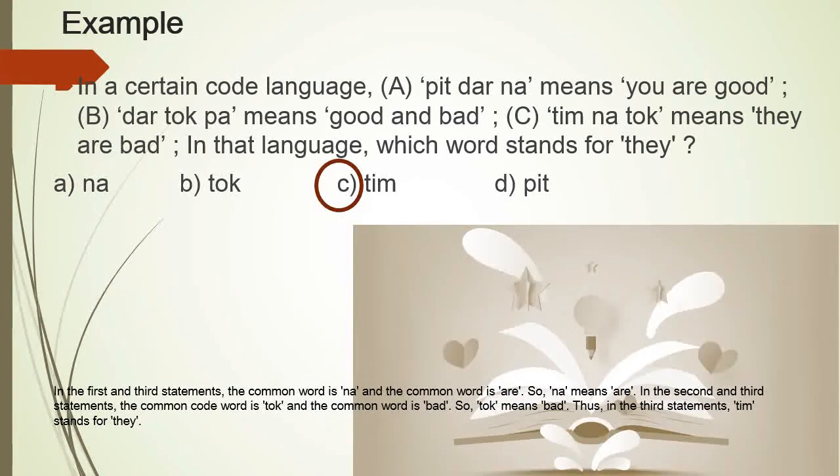In this, the first and third statements have the common word na, which means are in English, and the second and third statements have the common word tok, which means bad in English, and at last the third statement has the common word tim, which means they in English.